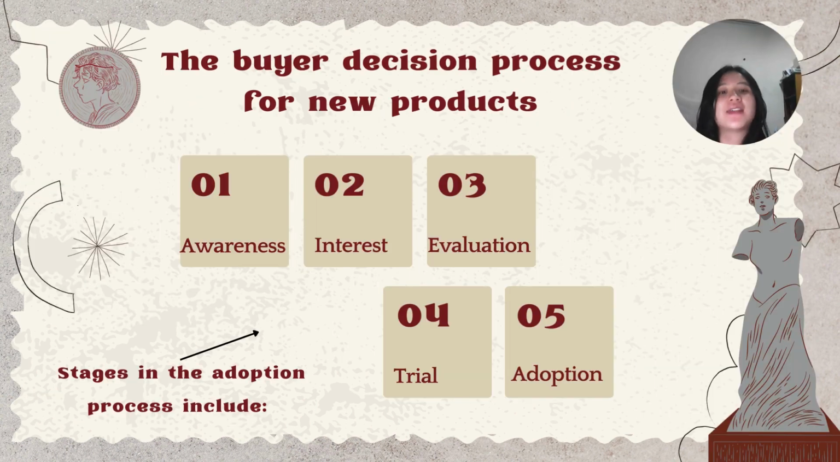Look at the slide, we can see that the adoption process is a mental process an individual goes through from first learning about a product: awareness, then interest, evaluation, trial, and then final regular use. Adoption here is when the customer decides to make full and regular use of the product.